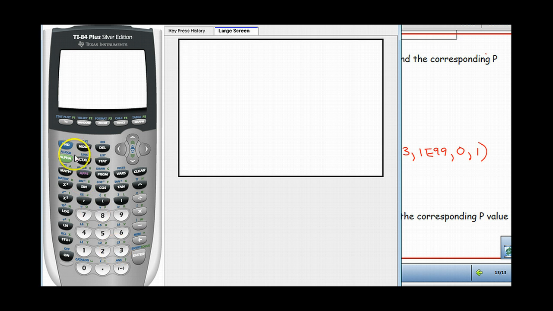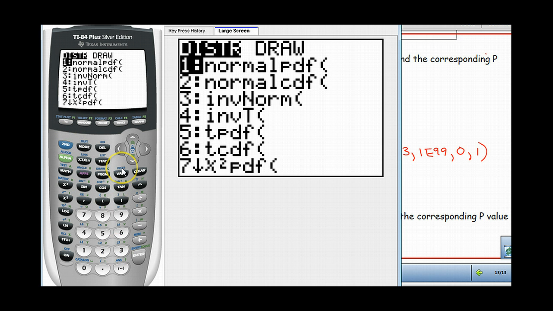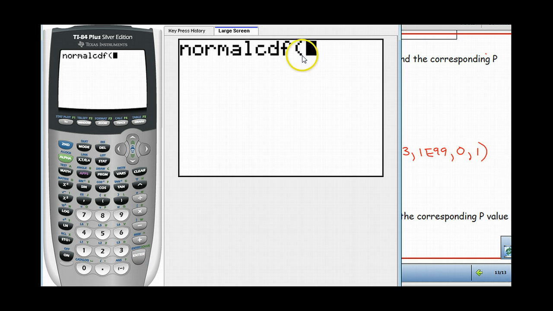On our calculators, to get to normal CDF, we're going second, VARS. Behind it is distribution, so we're in distribution now. I'm going to normal CDF and lower, upper, so 2.13.